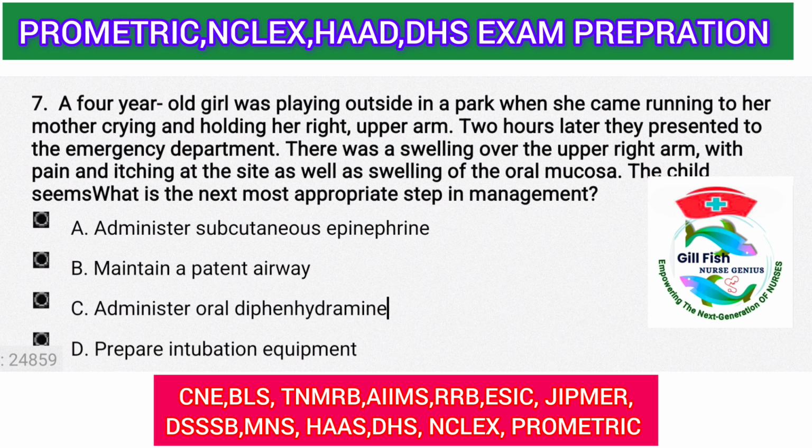A 4-year-old girl was playing outside in a park when she came running to her mother, crying and holding her right upper arm. Two hours later, they presented to the emergency department. There was a swelling over the upper right arm with pain and itching at the site, as well as swelling of the oral mucosa. What are the most appropriate steps in the management?